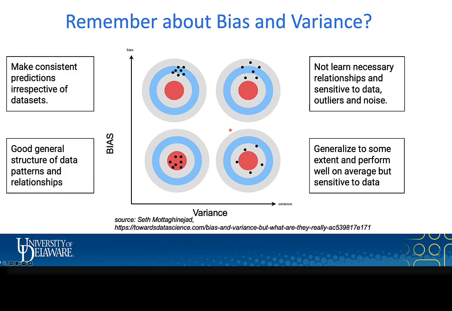The ones on the bottom right are those with very low bias but high variance, and these are spread and they can generalize to some extent and perform well on average but are sensitive to the data. And those with high variance and high bias do not learn necessary relationships and are sensitive to data outliers and noise. So they don't have consistency and they are spread out.